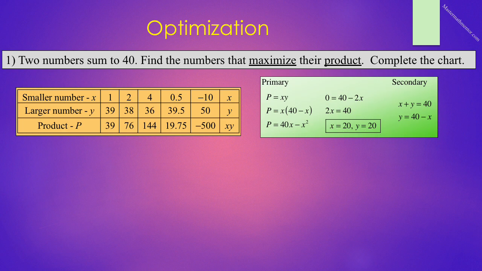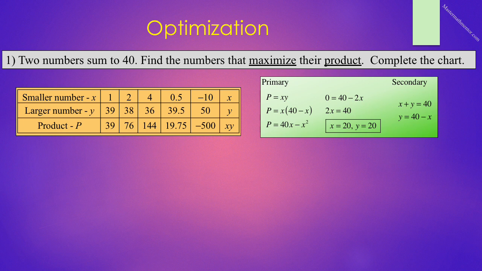The next step is probably the most important. You needed to find the numbers that maximize the product. Note that I underlined them because those are the key words, which means that we need a statement about the product. So our primary equation will be P equals XY. This primary equation has two variables on the right side. We must reduce it to 1, which means that we need a secondary equation, or sometimes called a constraining equation.